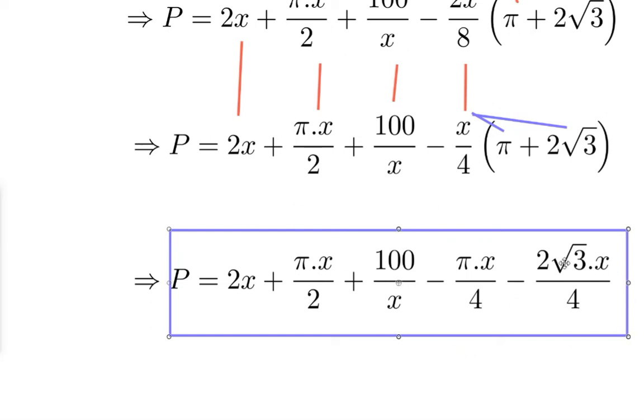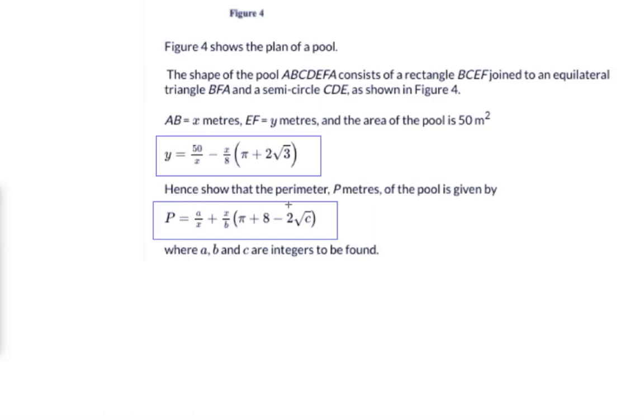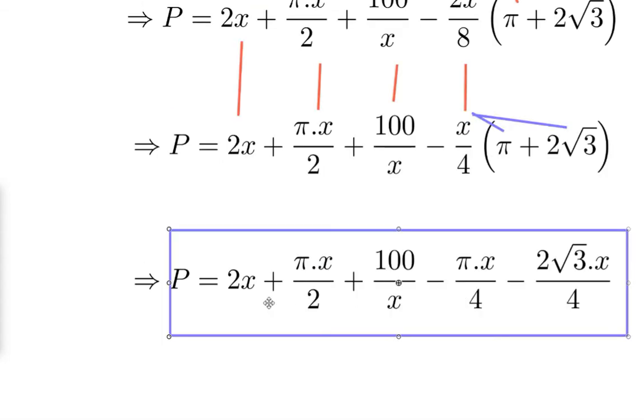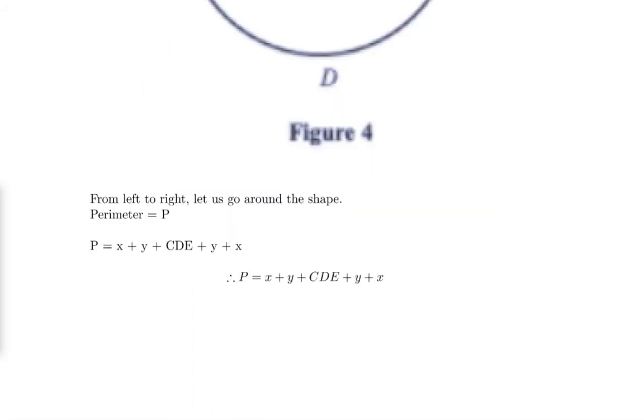So in what way can we simplify this down such that we produce the equation that is necessary? It says, hence show that the perimeter P in meters of the pool is given by this. A couple of things to notice is that the A over X is out, and it's X over B we're multiplying by something in brackets here. I can see that there's 100 over X, and we needed, as I described, an A over X. So perhaps the A is 100.